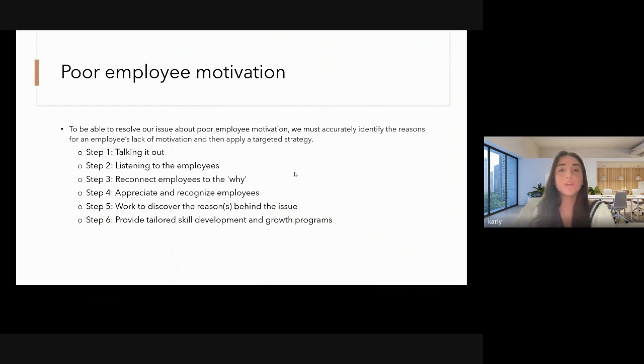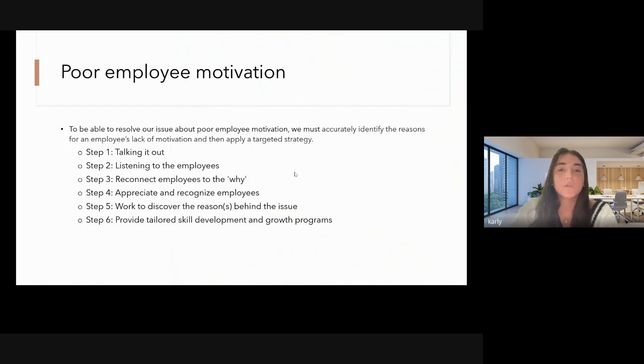We will help your employees get back on track by providing feedback on their work, both positive and negative, letting them know what they did well and what they need to improve upon. We will also encourage team members to push themselves outside their comfort zones to develop new skills. Step 3, reconnect employees to the why.